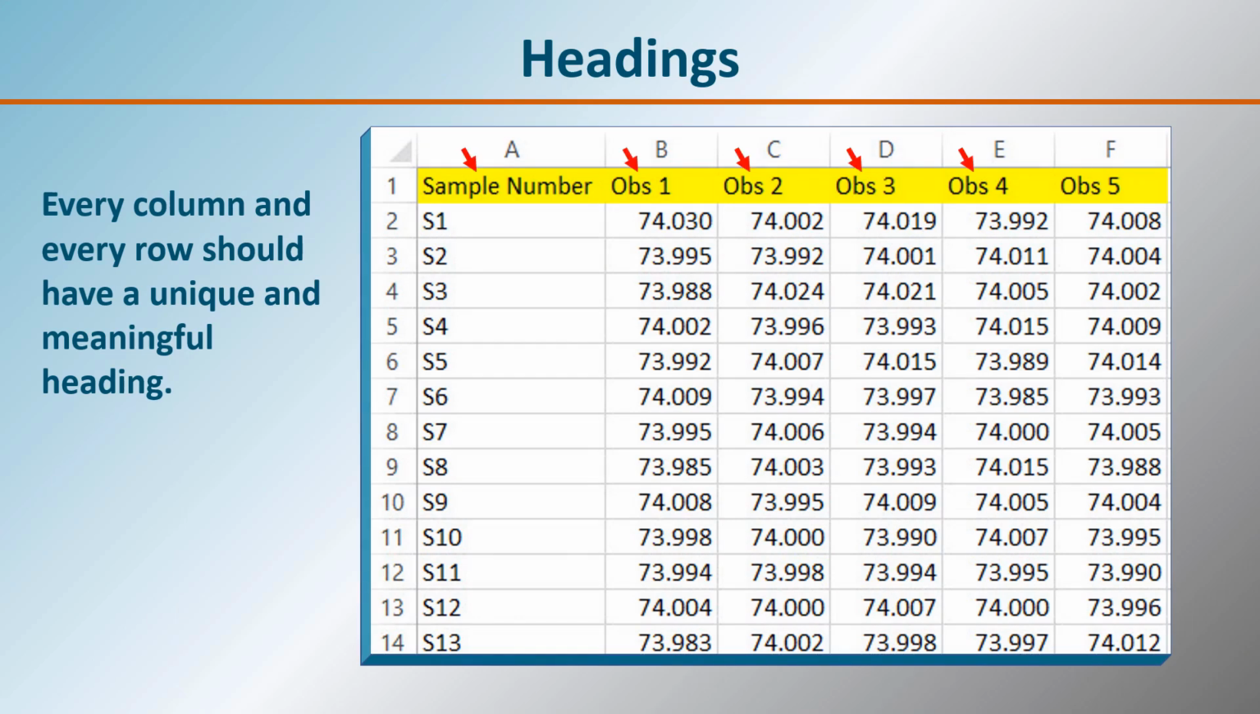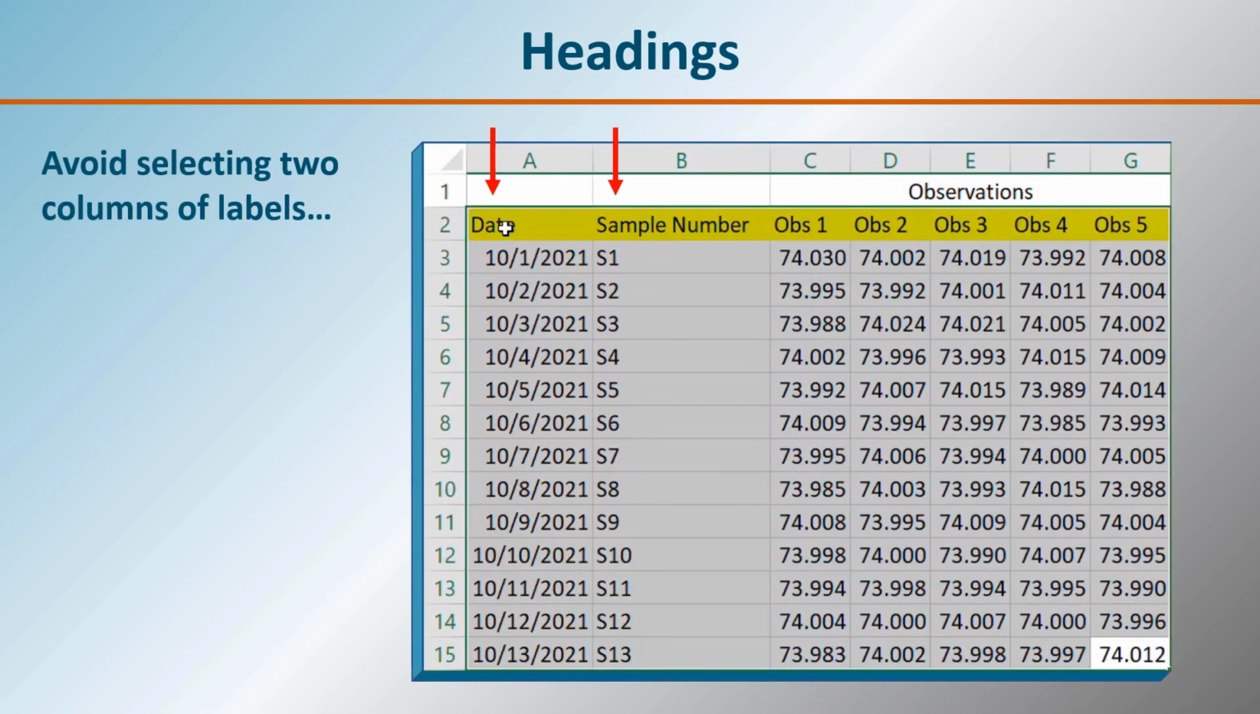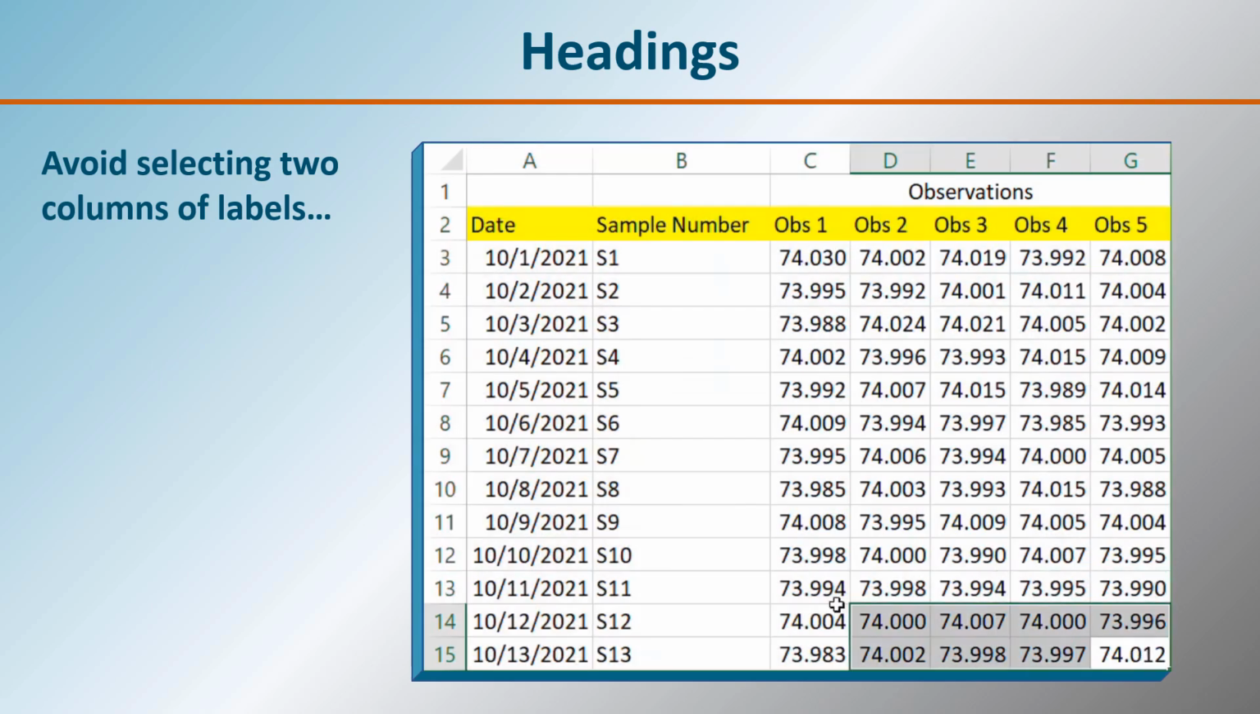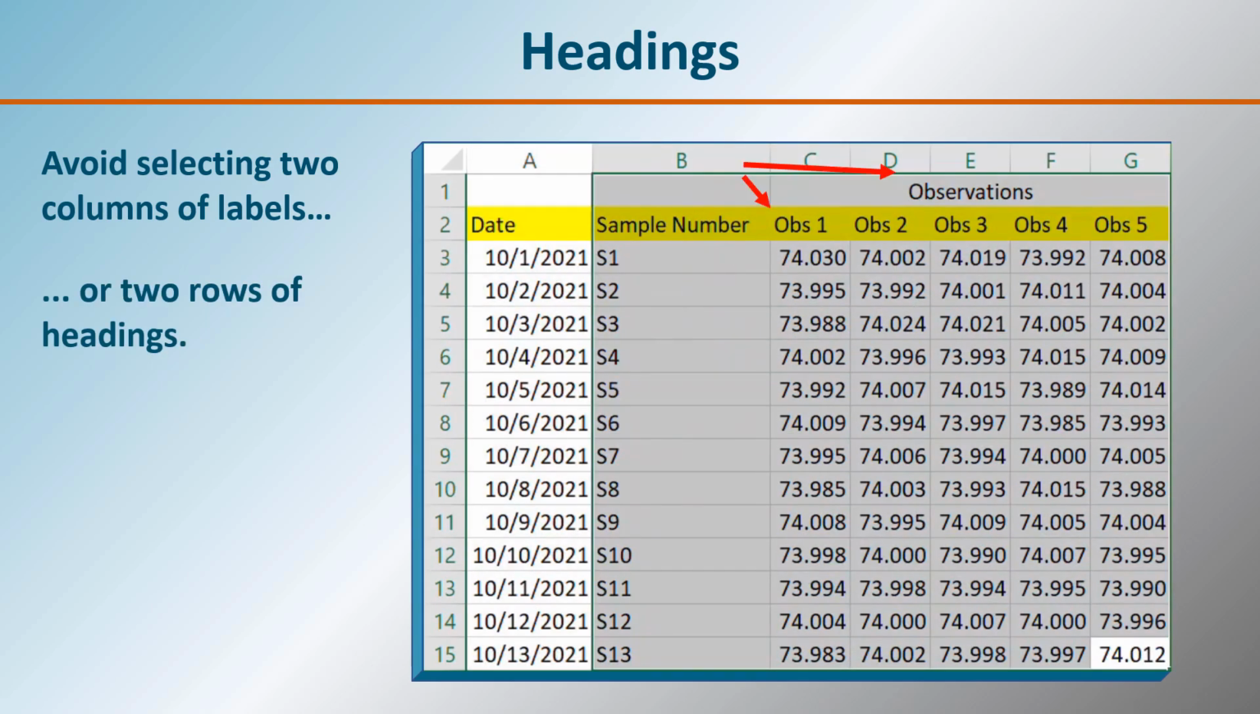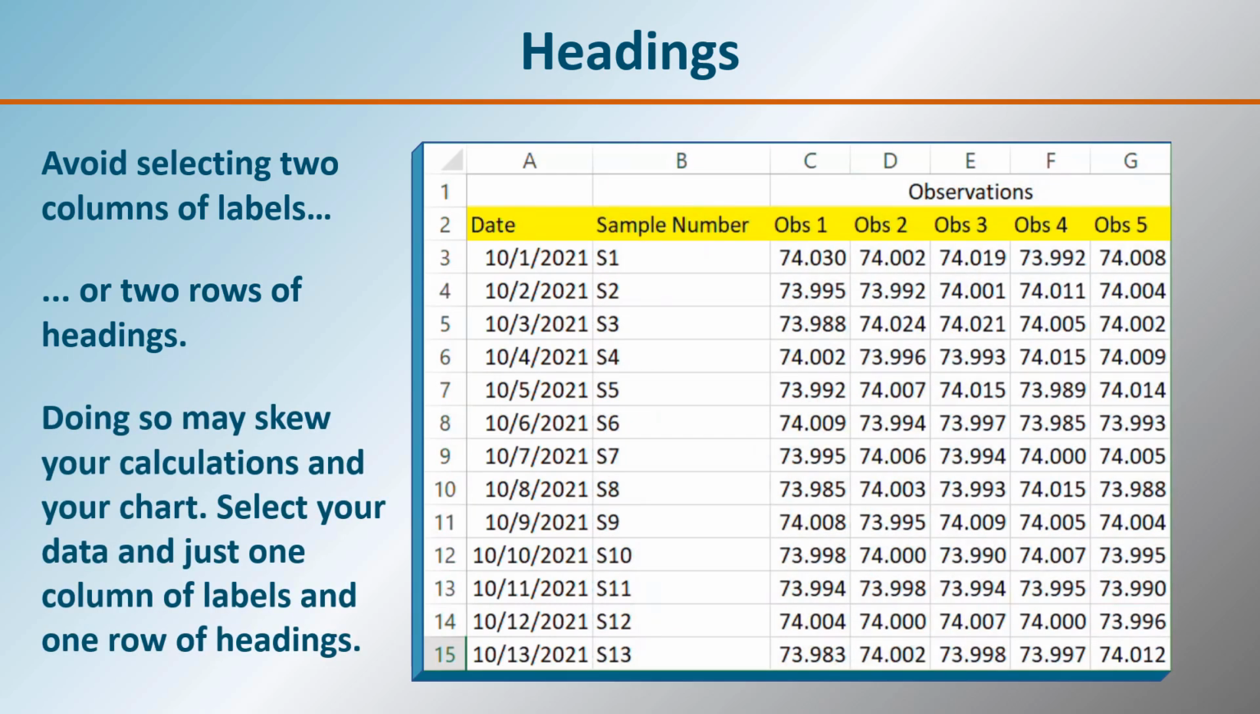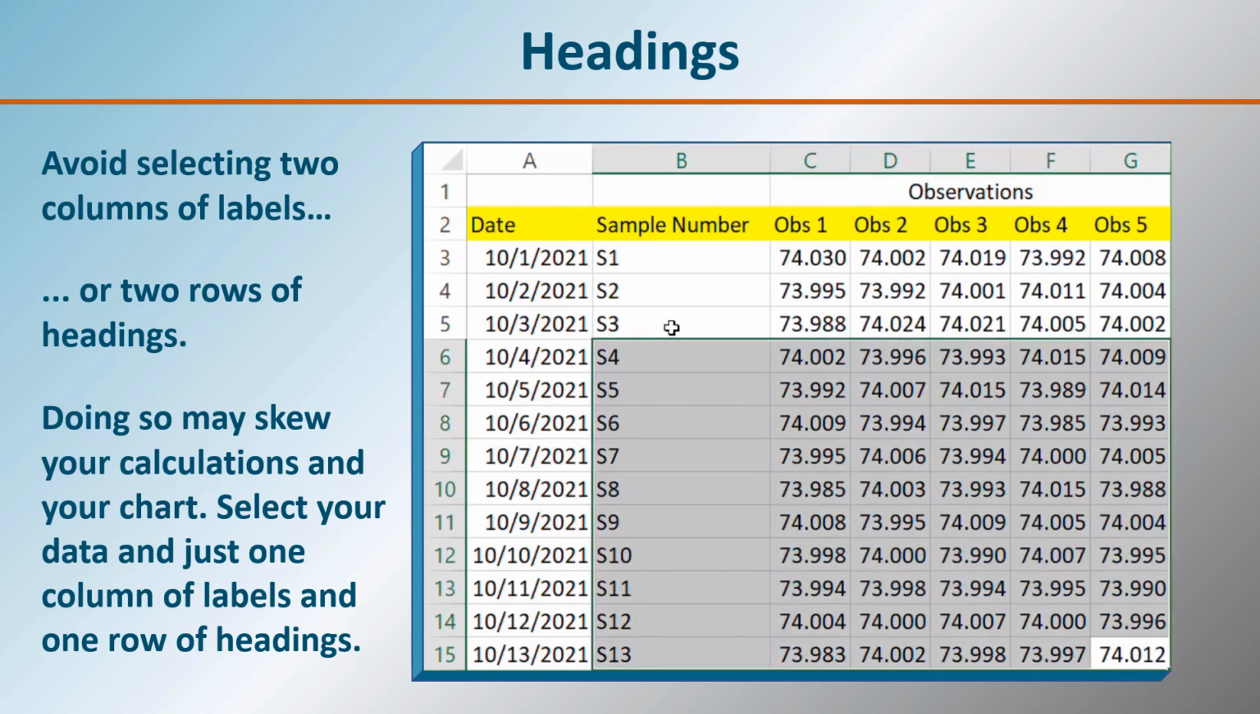Let's talk about headings. Every column and every row should have a unique and meaningful heading. Avoid selecting 2 columns of labels, and avoid selecting 2 rows of headings. Doing so can skew your calculations and your chart. Instead, select your data and just 1 column of labels and 1 row of headings.